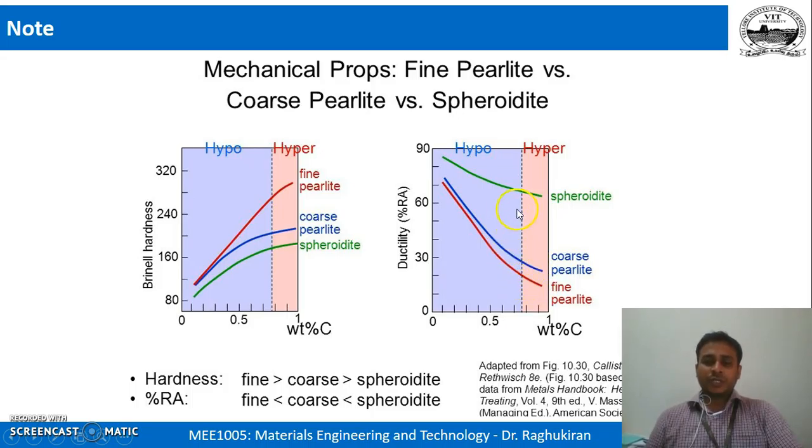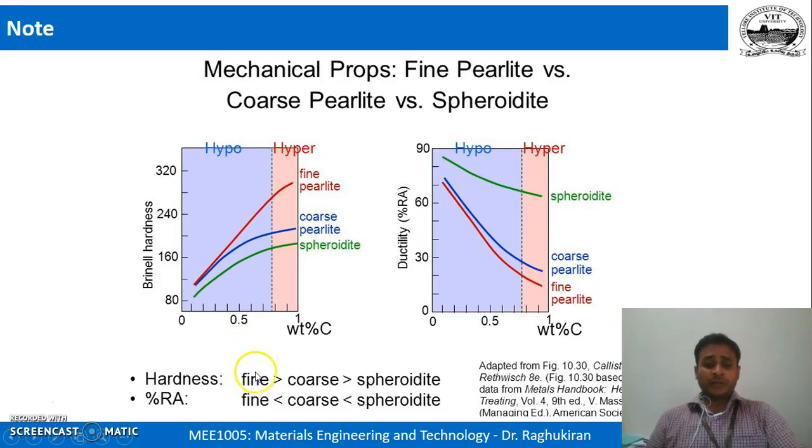Of course, you have spheroidite. I will discuss that after discussing what spheroiditization is. That is a special heat treatment. What happens during that heat treatment, let us see. And even before that, we have to understand from this slide that the hardness of the material decreases from fine perlite to coarse perlite, and again it decreases further from coarse perlite to spheroidite. I will tell you what spheroidite is in the subsequent slide.